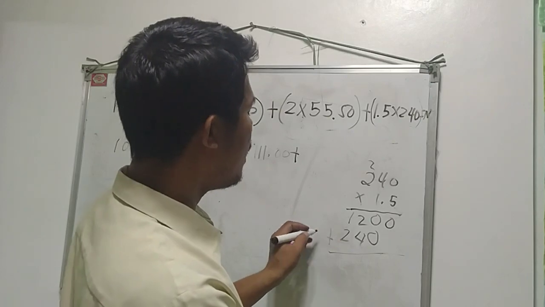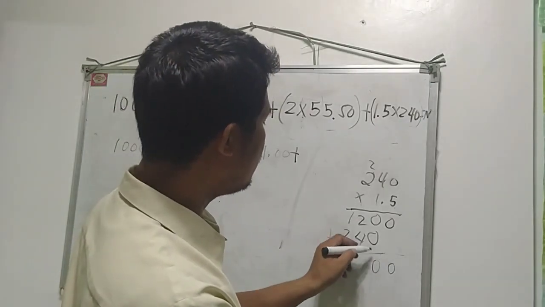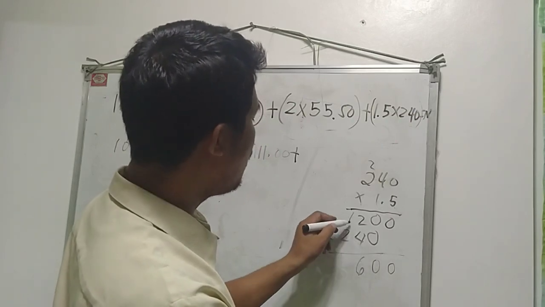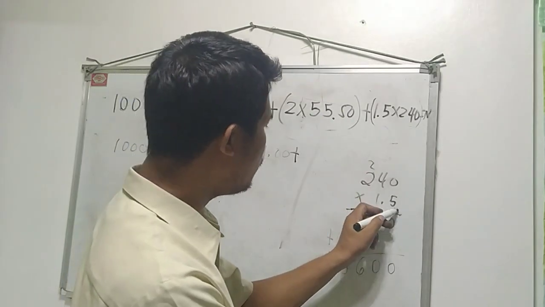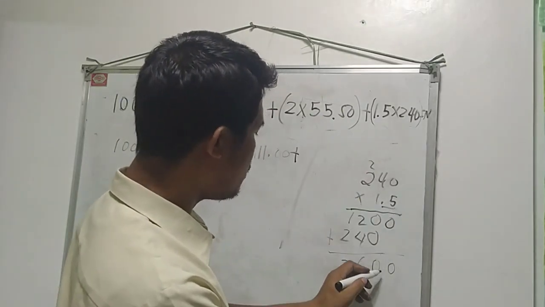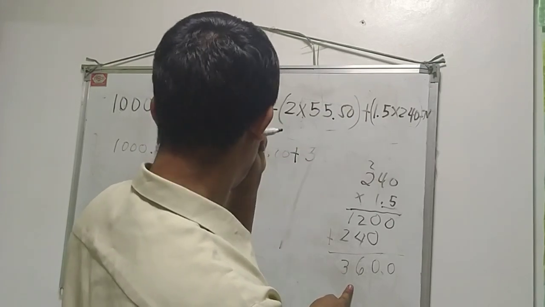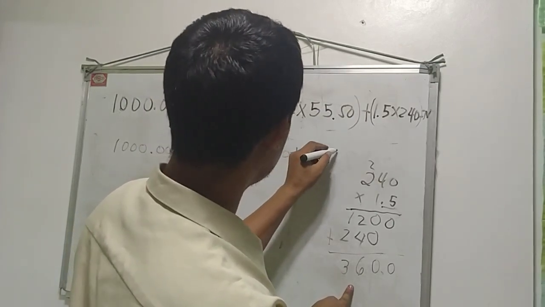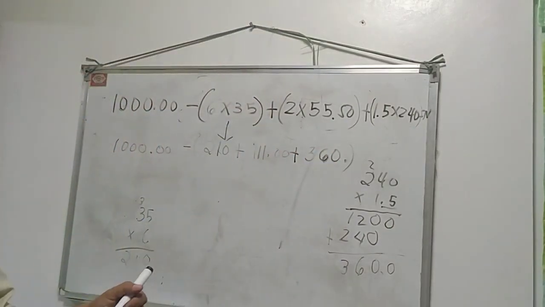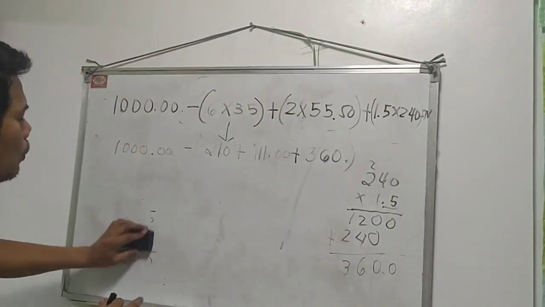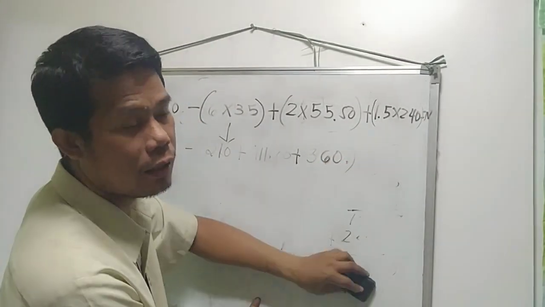Then, get the sum. Okay, 0, 0, 2 plus 4 equals 6. 1 plus 2 equals 3. Count the number of decimal places. So, we have only 1 decimal place. So, the answer is 360. Now, inside the parentheses, what are the operations inside the parentheses?